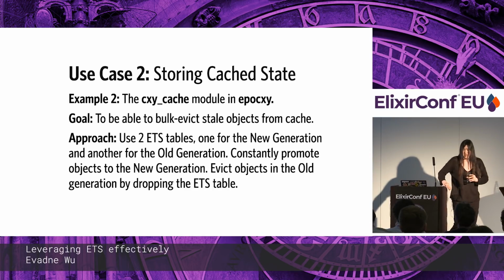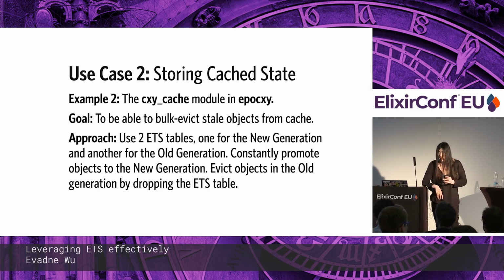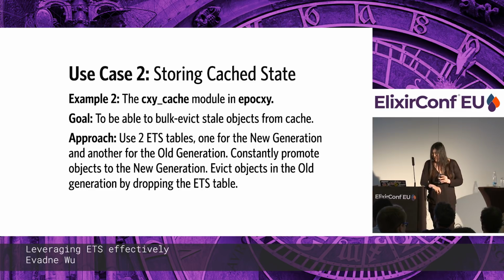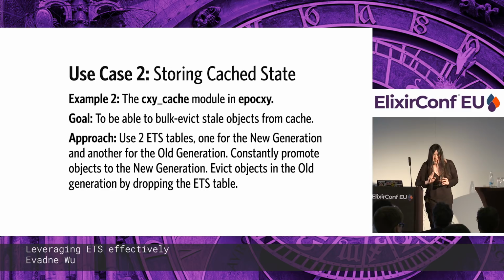The second way is another library called cxy_cache in Epocxy, which is the short name for Erlang Patterns of Concurrency. In this case, they implemented something a little bit differently in that they don't use shared tables anymore. Instead, they use two tables, one for an old generation and one for a new generation. The reason is that in ETS, deleting single entries is sometimes very expensive, but throwing away the whole table is cheaper. Using that in combination with the idea of generational caching allows very cheap and efficient eviction or expiration of old and stale objects.